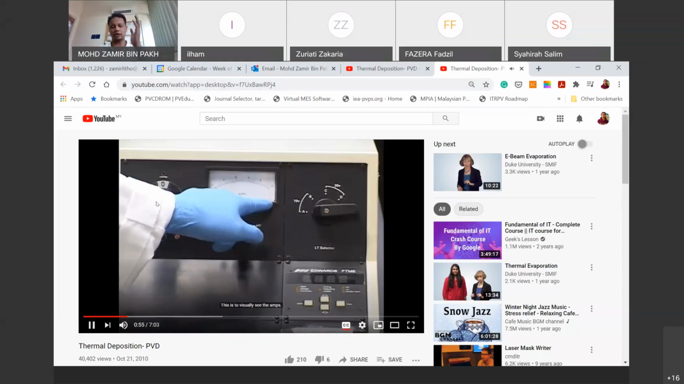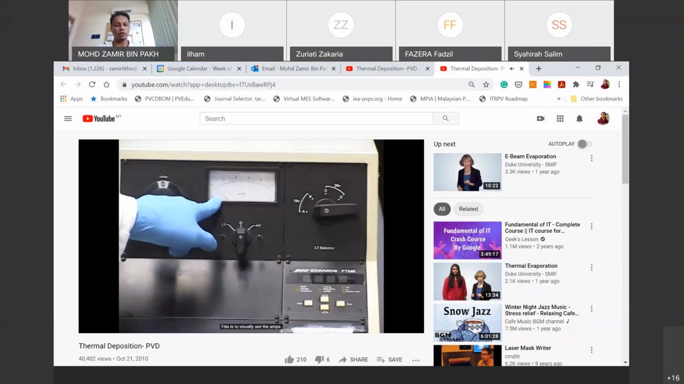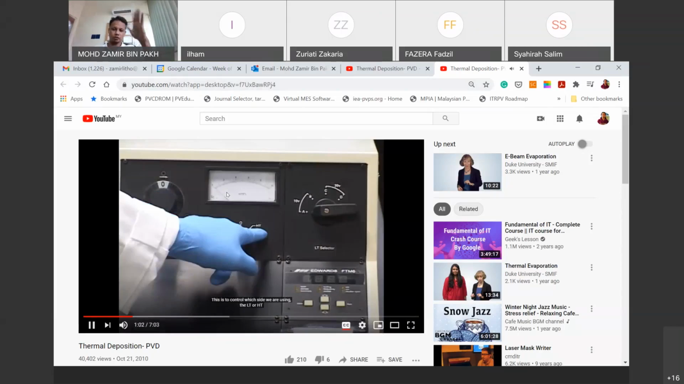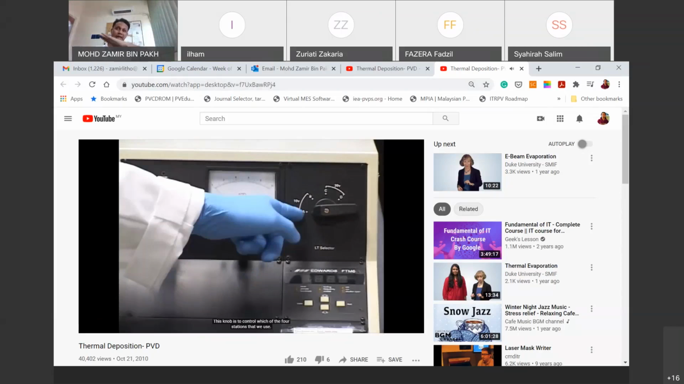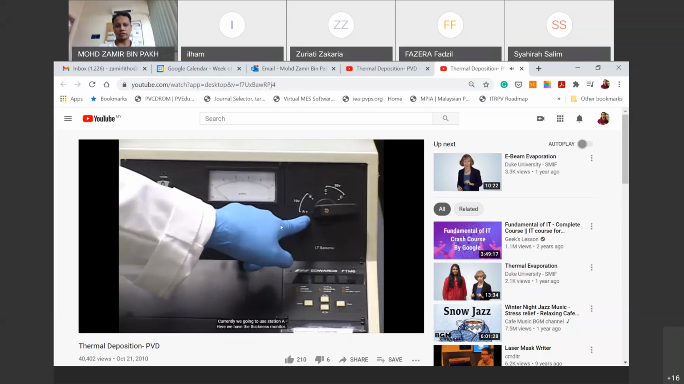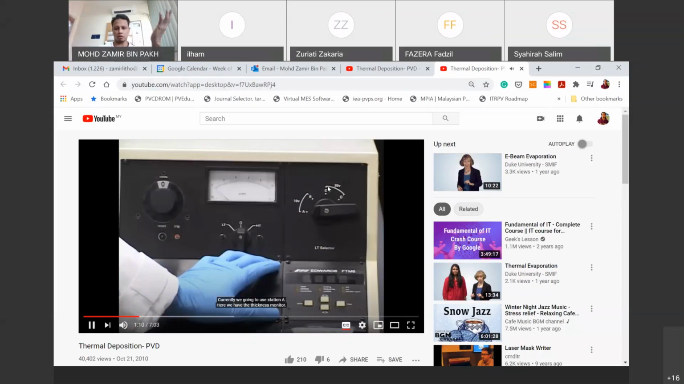Later you can see for yourself, the full video is on the YouTube link. So this is the ampere level. If you increase the knob, then you'll see the current increases. You might need different levels of current for different materials. So this is the voltage control. Basically this is the whole control panel for you to do deposition.